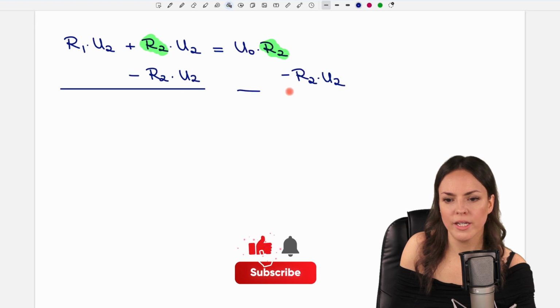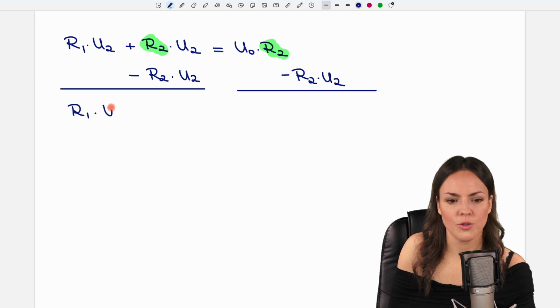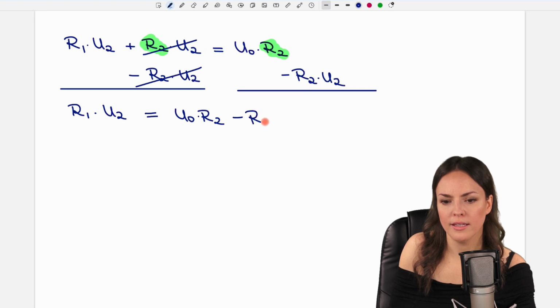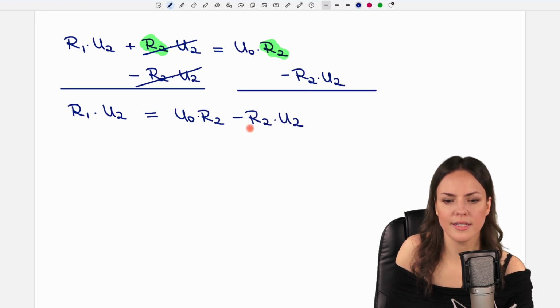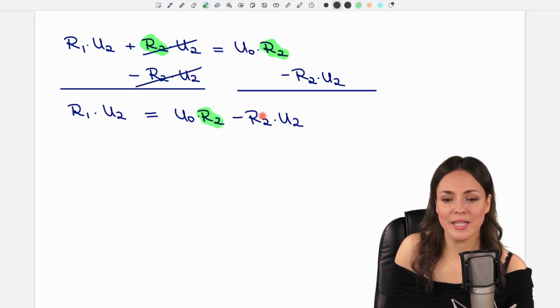Then what do we get? On the left side, we have our R1 times U2. These two cancel out. And on the other side, we had this part here, and now we subtract the other part and get this equation. We still want to solve for R2, so it is here and here. It is now on one side of the equation, but it is still in two different places.